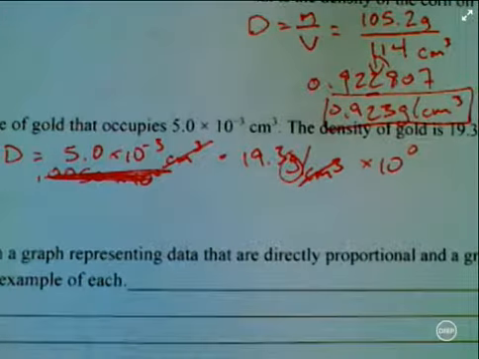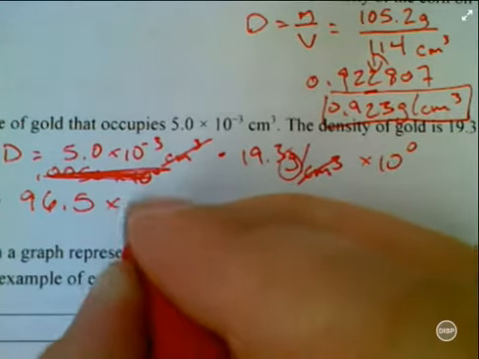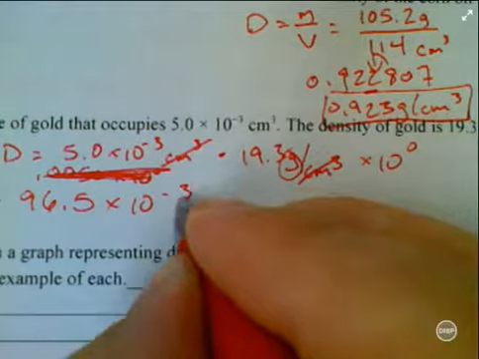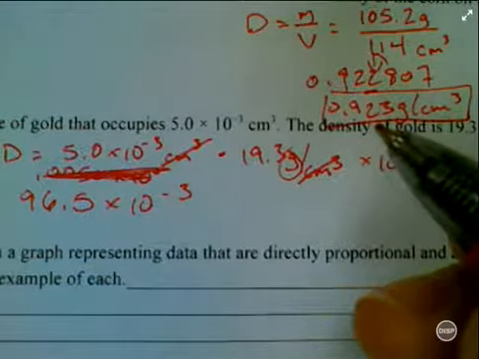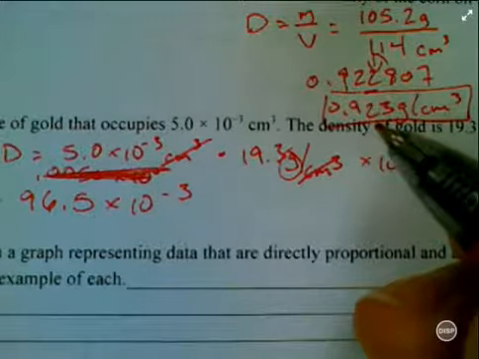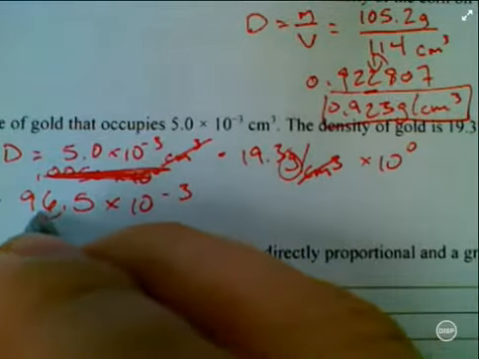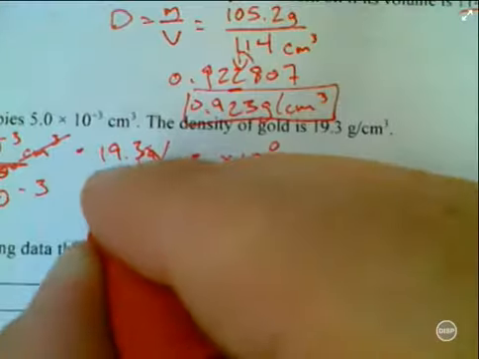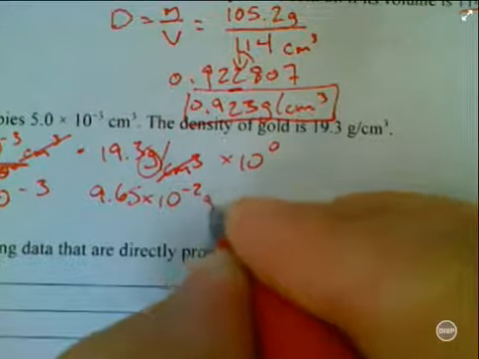And so we simply multiply the coefficients, 5.0 times 19.3. You're going to have 96.5 times 10 to the negative 3. Okay, so that is not in proper scientific notation. This is too large. I'm going to move that over 1. So I'm going to change this to 9.65 times 10 to the negative 2 grams.